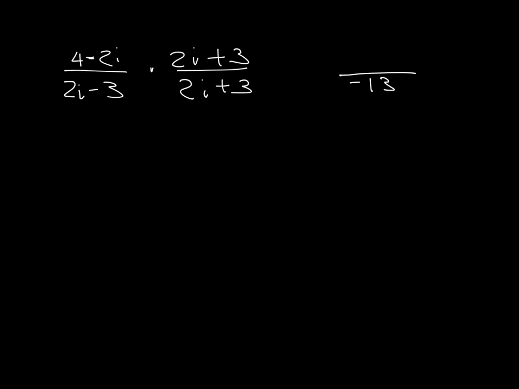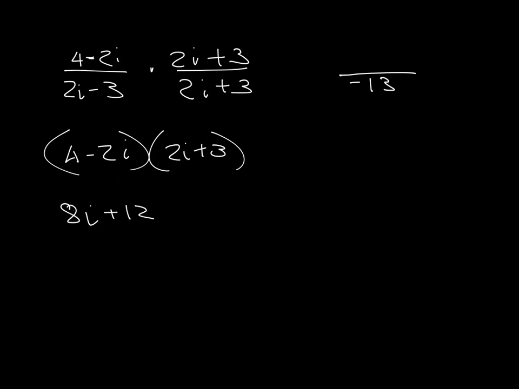Then I'll multiply my numerators. And again, we're going to use the FOIL method. First, 8i, outside 12, inside 4i squared, and last. Okay, so the -2 times -2 will be a -1, so these will change to a plus 4 rather than a minus 4i squared. So plus 4. So we have 2i plus 16 there.